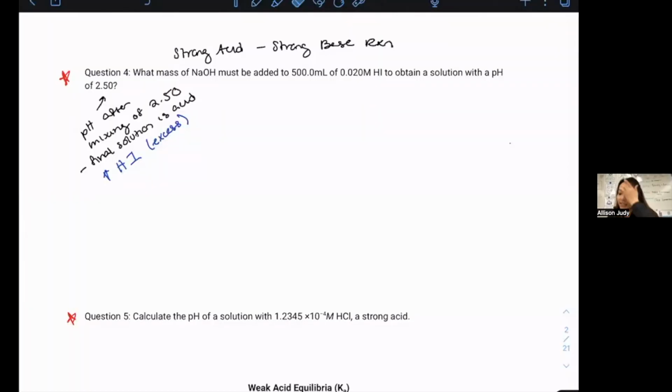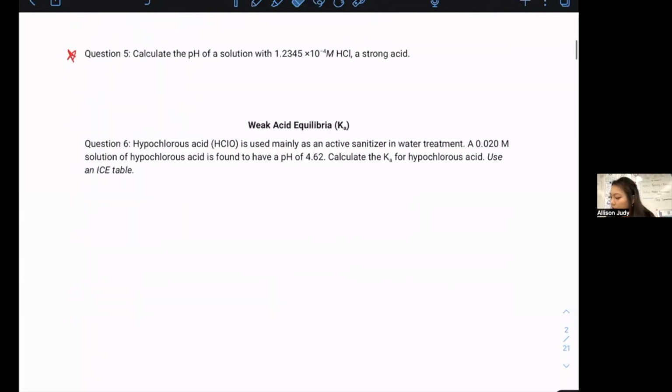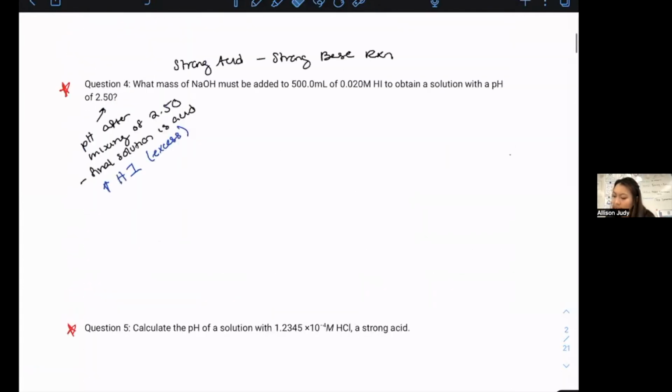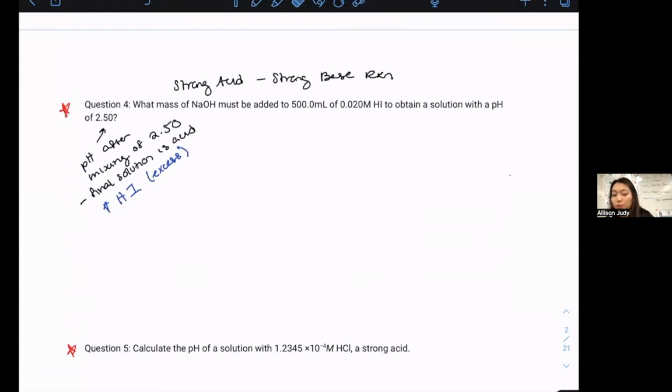Okay, guys, so let's continue on with question number 4 in your workbook, page 2. This is a strong acid, strong base reaction. So here we can assume that we have complete ionization of both our base and our acid. And we're being asked, what is the mass of sodium hydroxide that must be added to 500 milliliters of 0.02 molar HI to obtain a solution with a pH of 2.5.